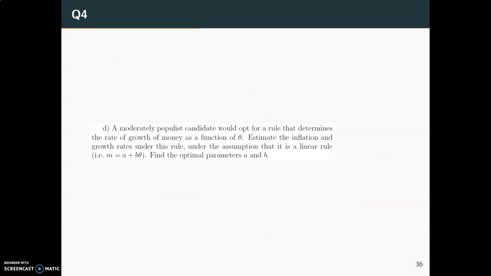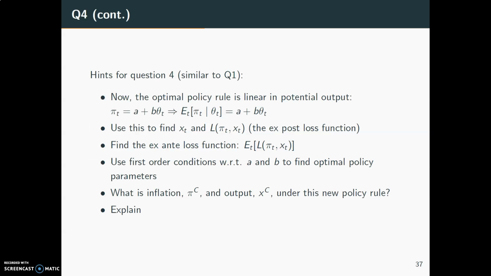So let's now consider question 4 or question D. A moderately populist candidate would opt for a rule that determines the rate of growth of money as a function of theta. Estimate the inflation and growth rates under this rule under the assumption that it's a linear rule, so m equals 2a plus b theta. Find the optimal parameters a and b.